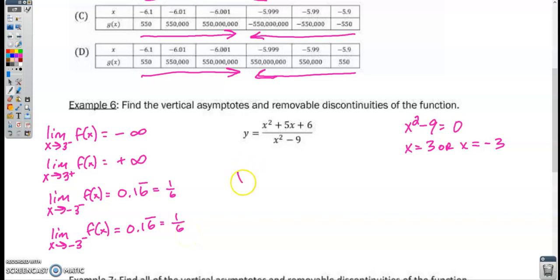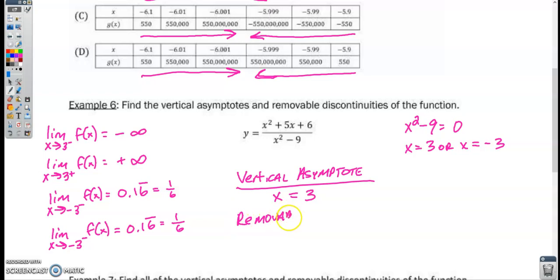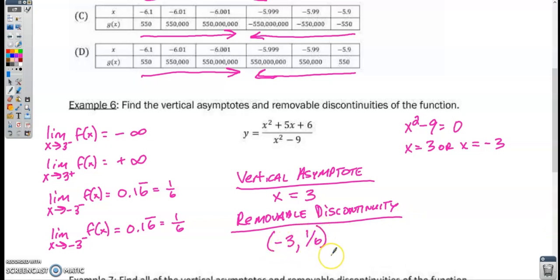Okay, so I have a vertical asymptote at x equals 3. And I have a removable discontinuity at the point -3, 1/6. Okay.